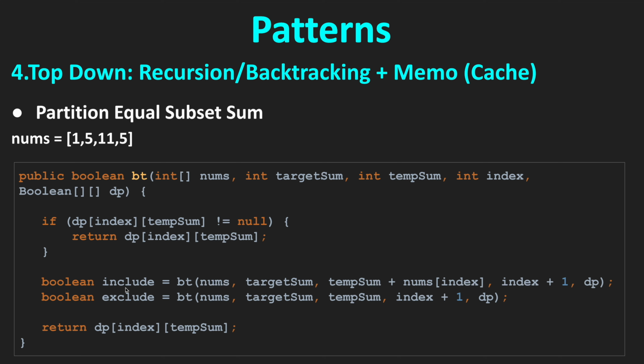If we did not, we are doing the include and the exclude, so we are backtracking, generating a tree, and at the end we are returning whatever the value is there for that specific index and the temp sum, which, in our case, will be what we return for our whole array and for the target sum.